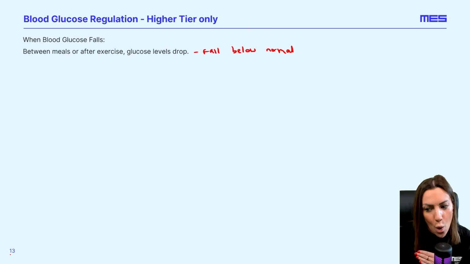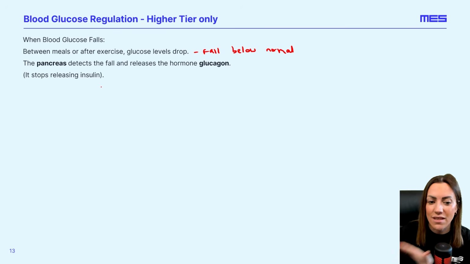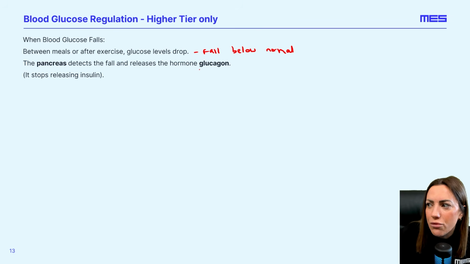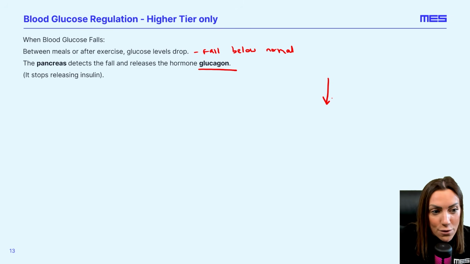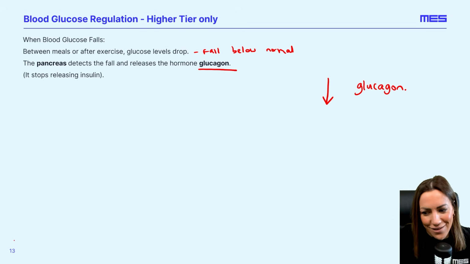They've gone too low. So the pancreas is acting as the receptor. So the pancreas would detect the change. It would detect the stimulus. In this case, it would detect the fall in blood glucose and it would release glucagon. It would stop releasing insulin and it would release glucagon instead. Now, the way I remember this is glucagon. If you say it like that, it sounds like glucose has gone, right? So when the glucose levels are low, when the glucose has gone from the blood, the pancreas releases glucagon, okay?